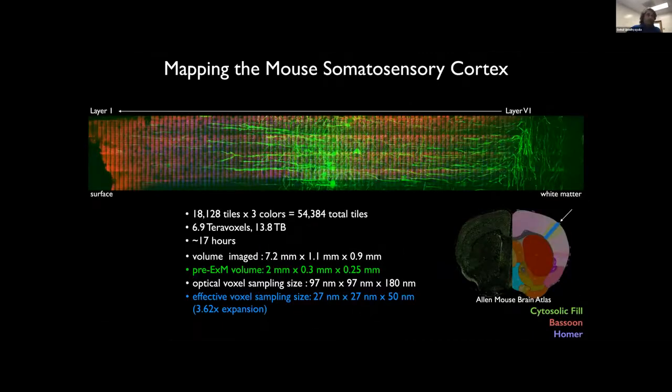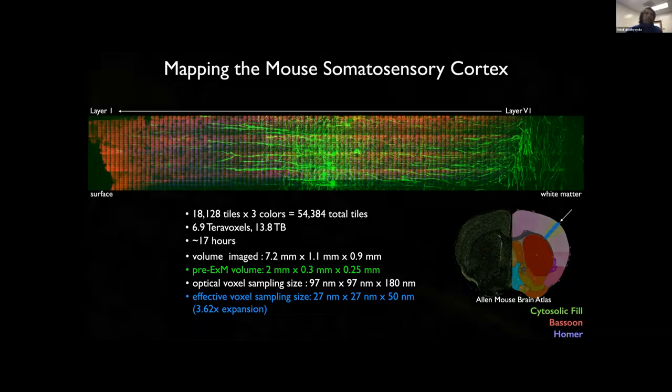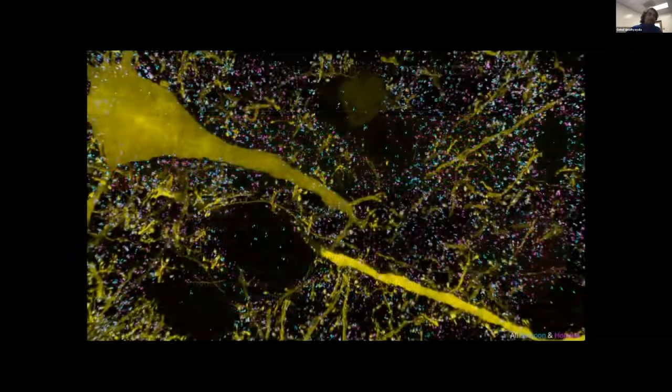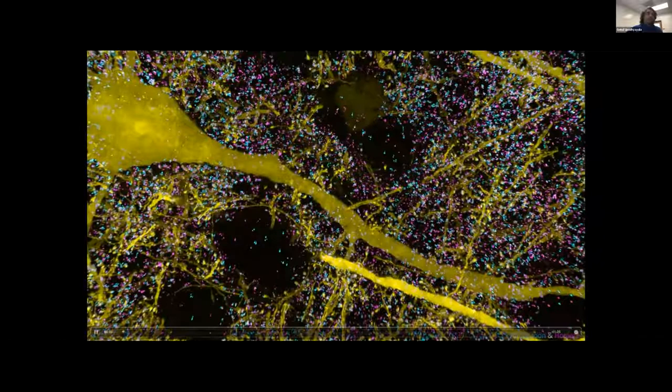Well, what we've done was we mapped the entire somatosensory cortex, this region of the tissue. This is about, pre-expansion, 2 millimeters by about 1/4 millimeter by 1/4 millimeter. And it took us about 18,000 volumetric tiles per channel to collect this particular volume and then stitch it together.